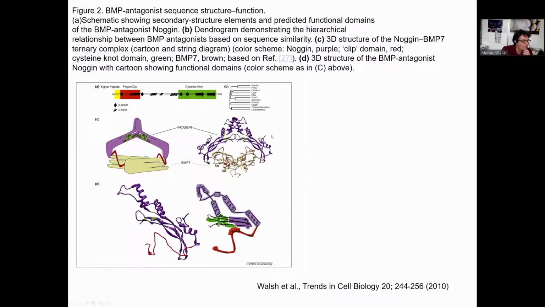Interestingly enough, this is kind of a funny drawing of the dimer of BMP7 here.